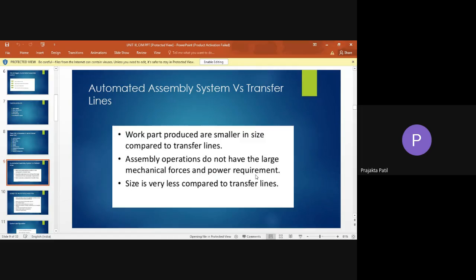So what happens in an automated assembly system? The base part is placed on the transfer line initially, and all the other parts will be added to that base part such that the assembly will be completed at the end of the line. So always you'll have the base part, or maybe some subassembly, placed, and to that you'll have many other parts added in order to complete the product.